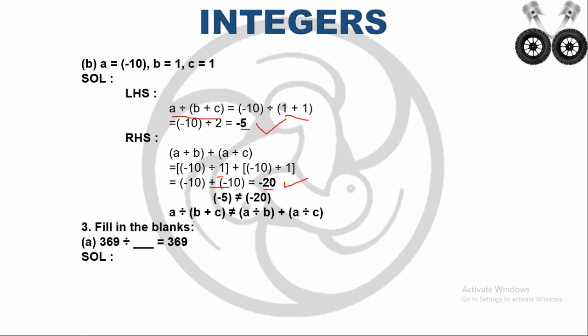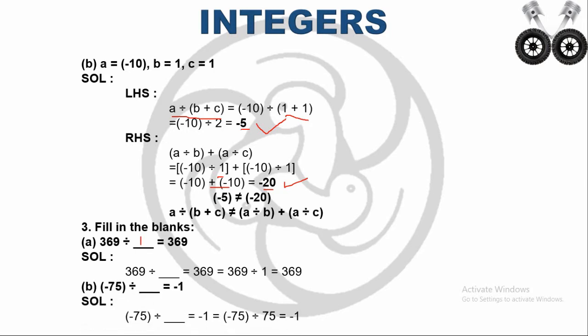So what is the third question? It is a fill in the blanks. We have to find the answer for the fill up. What is the first question? 369 divided by dash equal to 369. Any number divided by 1, we get the same answer. So the answer here is 1. So 369 divided by 1, we get the answer as 369.